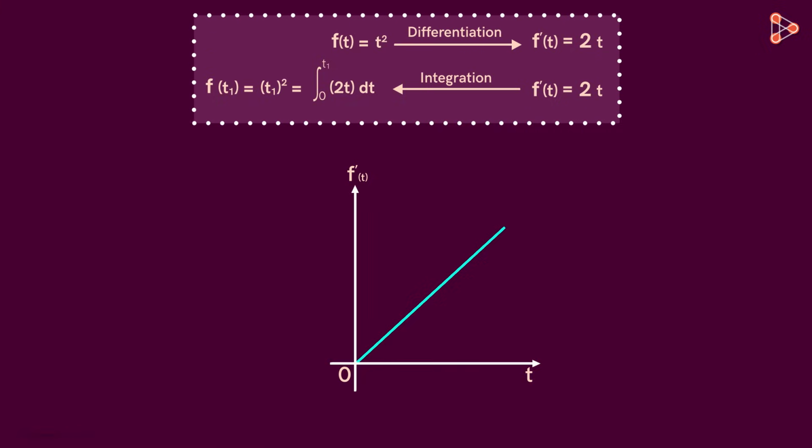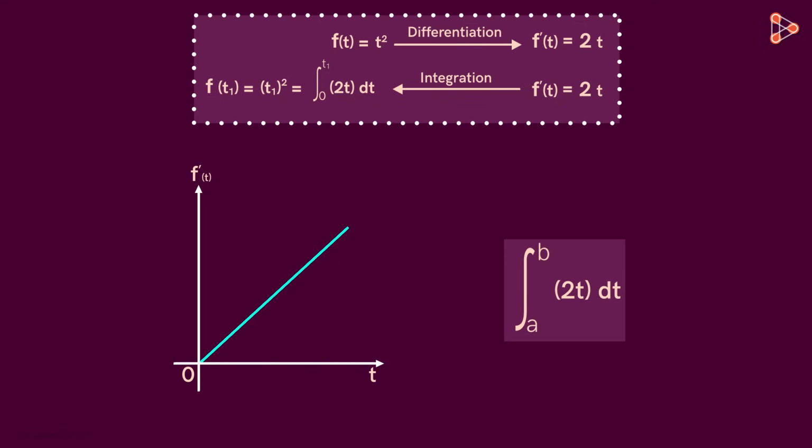Now let's see how this relation helps us in finding an integral of a function. Consider this integral of the function 2t between t equal to a and b. Here a and b are just some constant numbers. Let's say they are these numbers on the t-axis. So this integral will be equal to this area under the graph. Now can you tell me what will be the value of this integral?